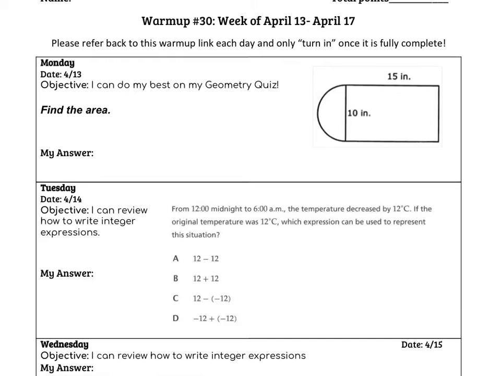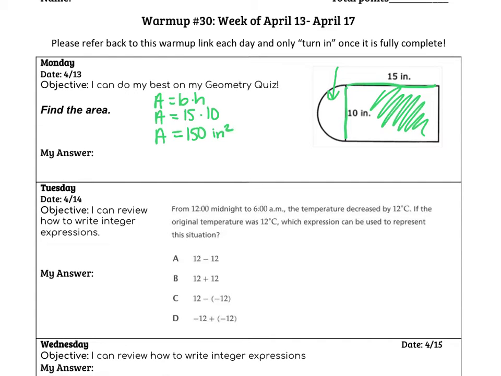So, the warm-up from yesterday was I can do my best on my geometry quiz. I need to find the area. There have been some issues with finding the area, especially with this shape, which has a semicircle. Let's do the area of a rectangle first. Area of a rectangle is base times height. Everyone seems to be able to get that at least. The base is 15, the height is 10, and 15 times 10 is 150 inches squared.